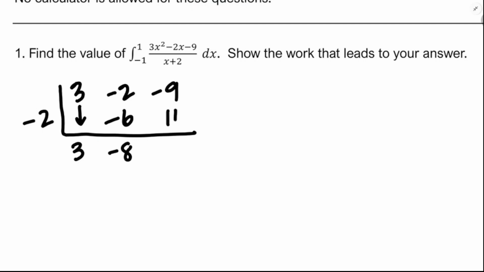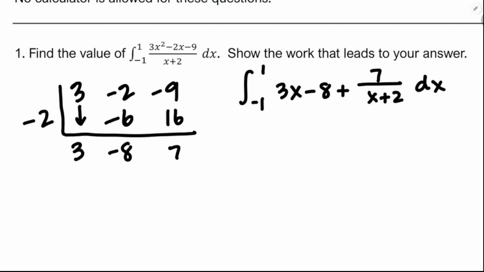Wait, 16 minus 9 is 7. Okay, I'm going to double check that because those are some weird numbers, but 3 minus 2 minus 9, the work there all looks right. Okay, so what I'm doing is I'm integrating from negative 1 to 1 on 3x minus 8 plus 7 over the divisor, x plus 2.